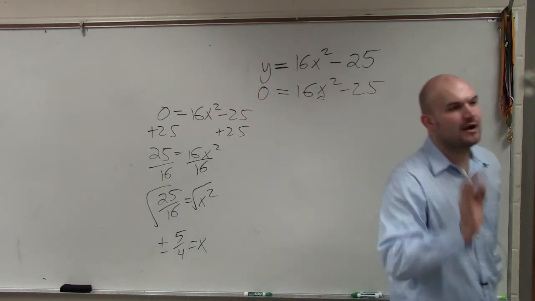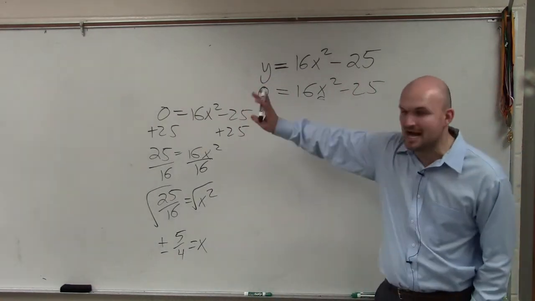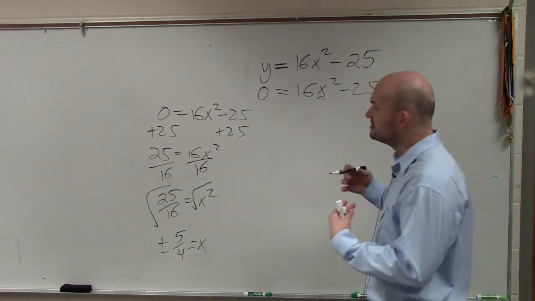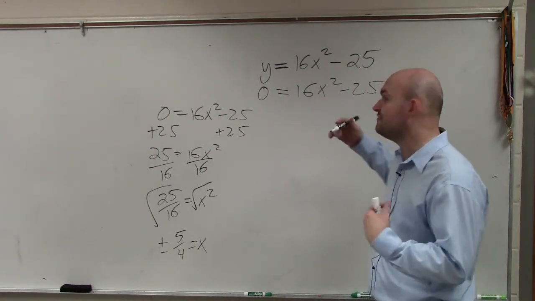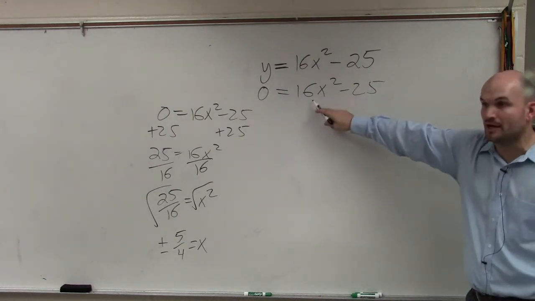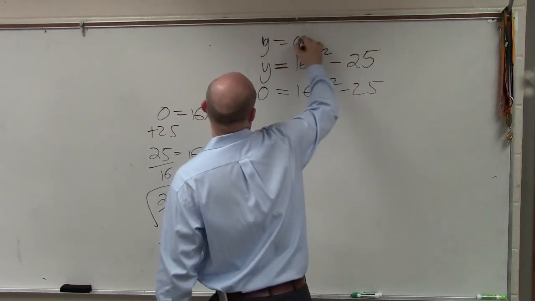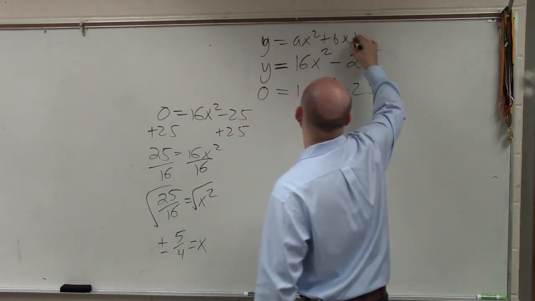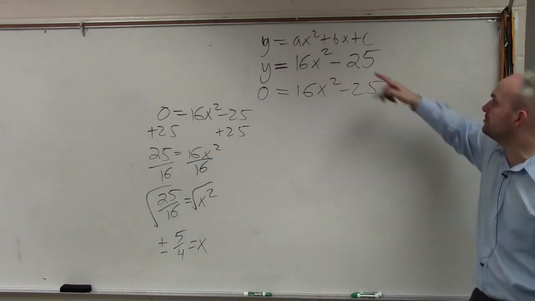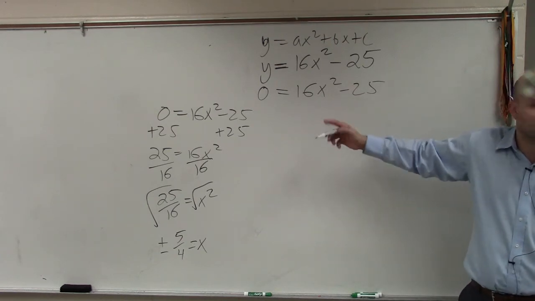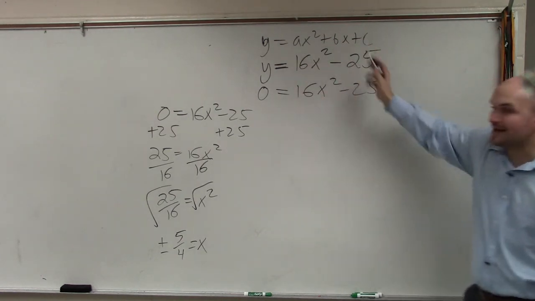OK? However, I want to show you guys another method that does not go through solving. All right? Because the other thing that we talked about in this class was how to factor when a is not equal to 1. Right? And if you look at this quadratic, you have y equals ax squared plus bx plus c. As I already showed the group, b is equal to 0, right? B is not here. B is non-existent. So b would equal 0.